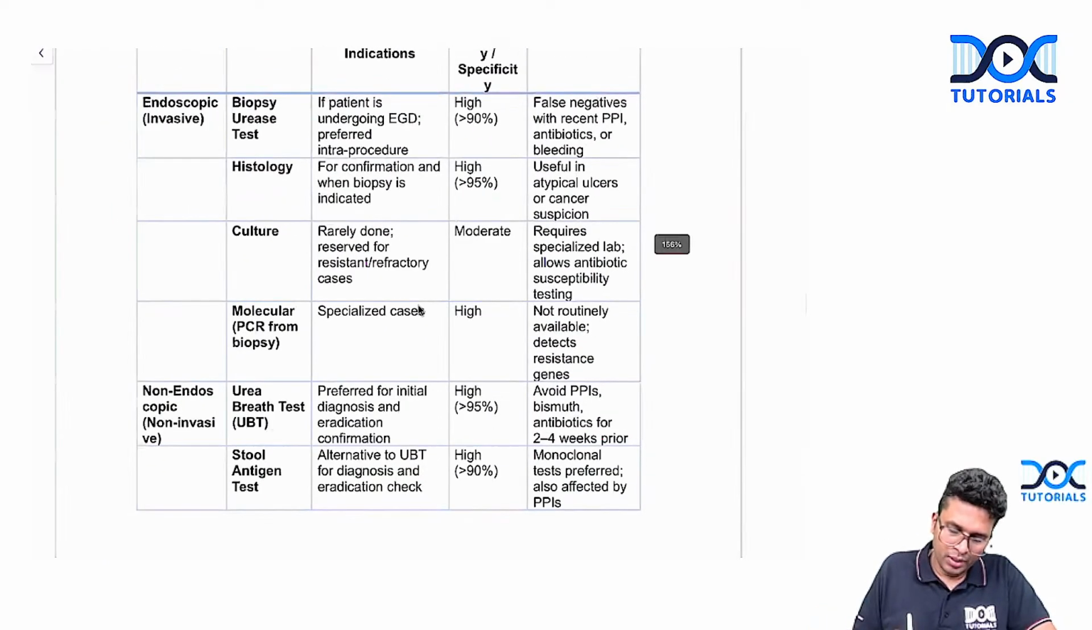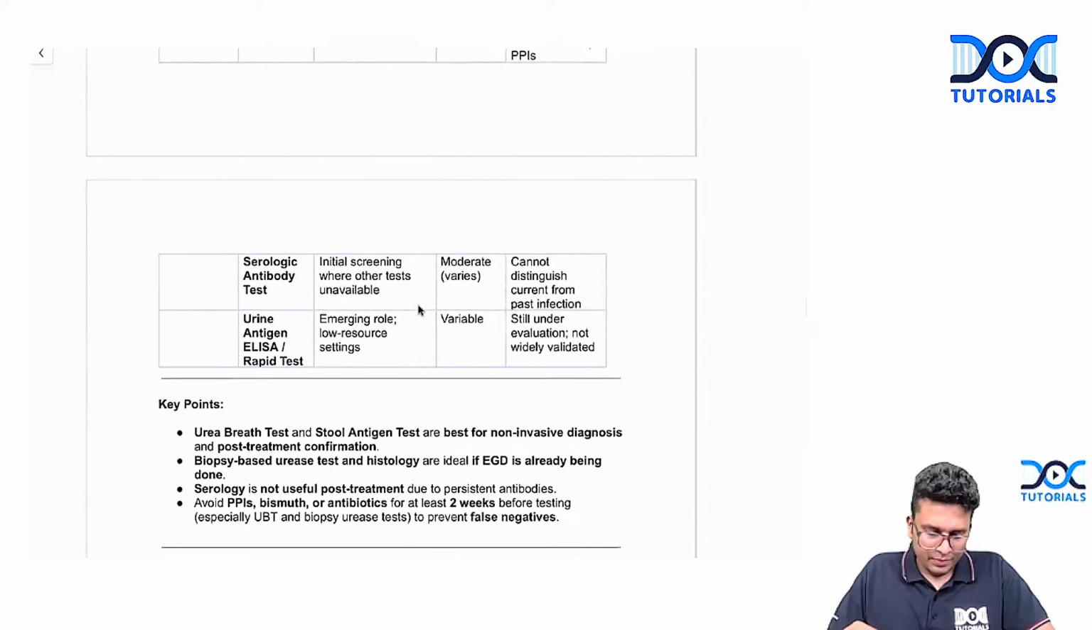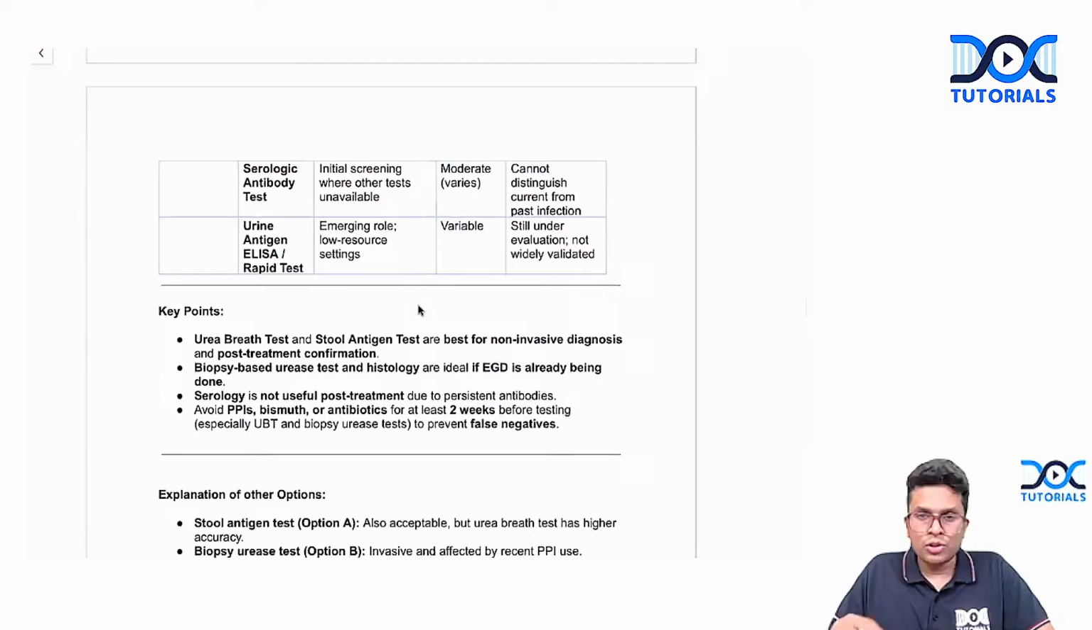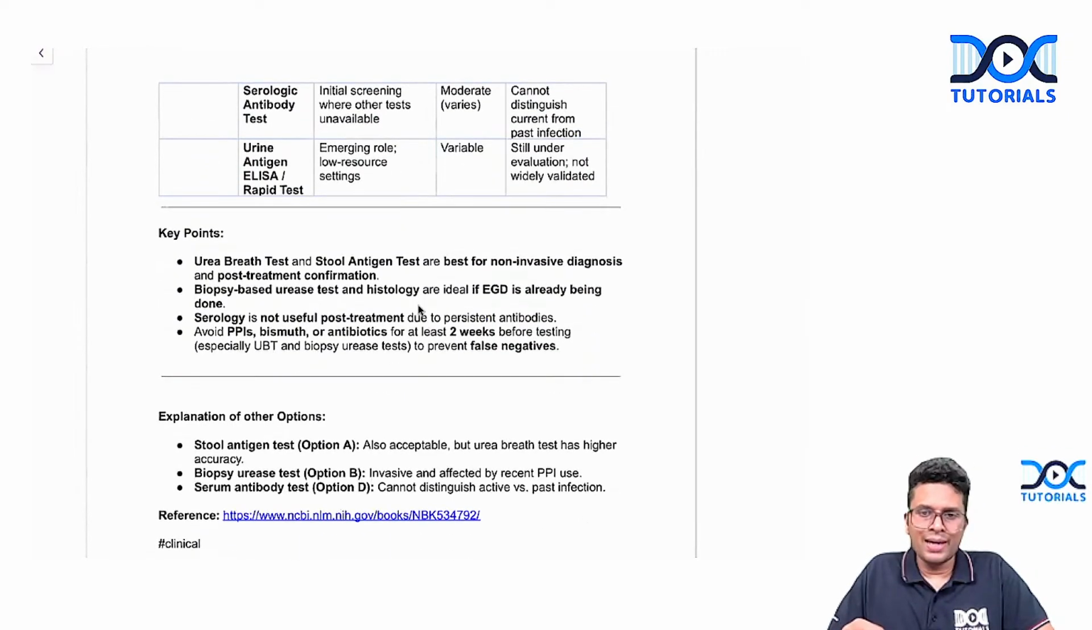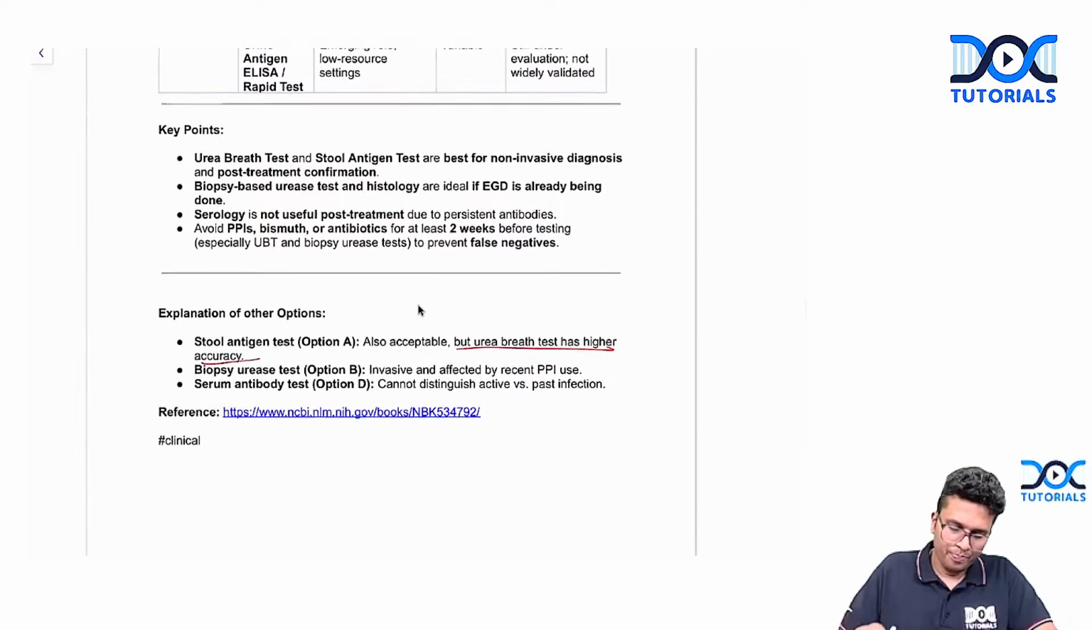So the urease blood test has higher sensitivity and specificity, compared to even the stool antigen test. The closest option to this is the stool antigen test. The urease blood test has somewhat higher accuracy. Okay, that's something which we should know.